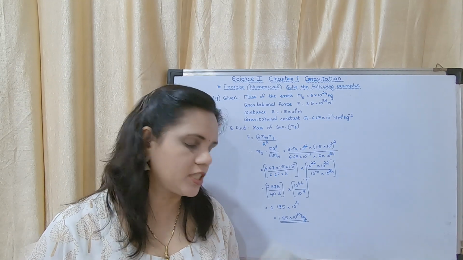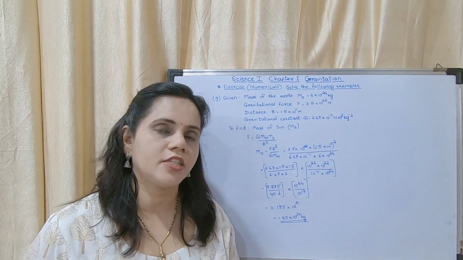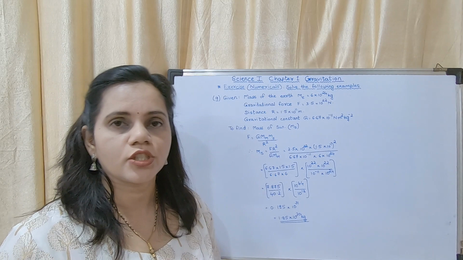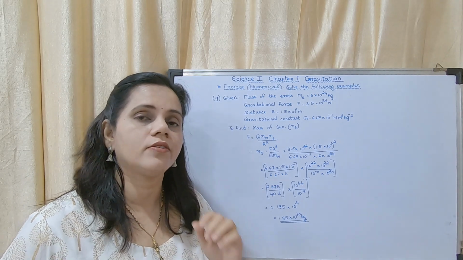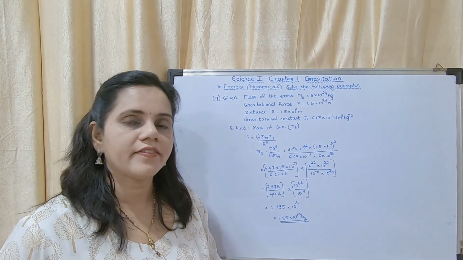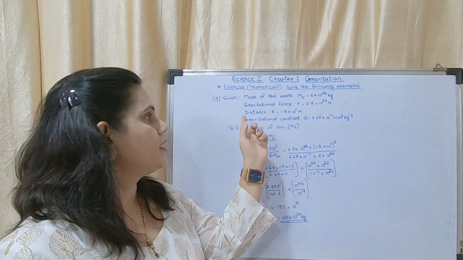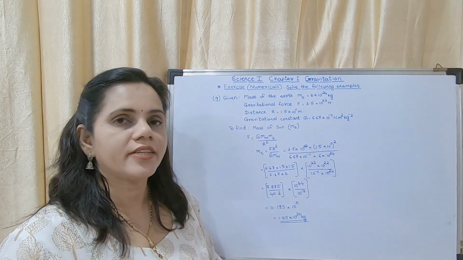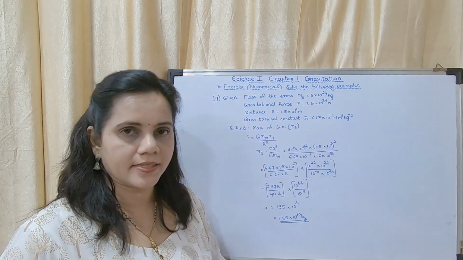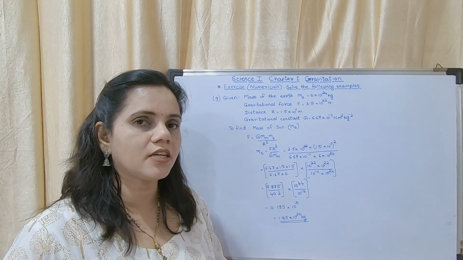Okay, again the equation is the same. You have to substitute the values. Mass of the earth they have given as 6 × 10^24 kg. This you have to learn. Gravitational force F is equal to 3.5 × 10^22 Newton. Distance is 1.5 × 10^11 meter. Gravitational constant is this. We know the value of gravitational constant.